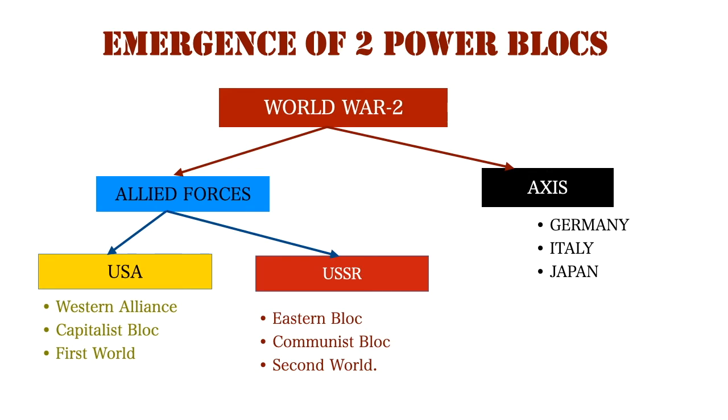Now, these blocks were also known by different names. Besides Western Alliance, it was also known as the Capitalist Bloc, since the United States holds the ideology of capitalism, and was also referred to as the First World. The USSR bloc, besides Eastern Alliance, was also known as the Communist Bloc, since they believed in the ideology of communism, and was also referred to as the Second World. The Asian and African countries were referred to as the Third World.